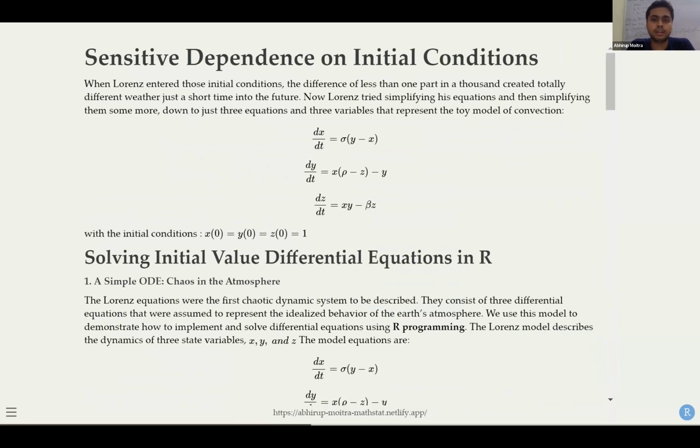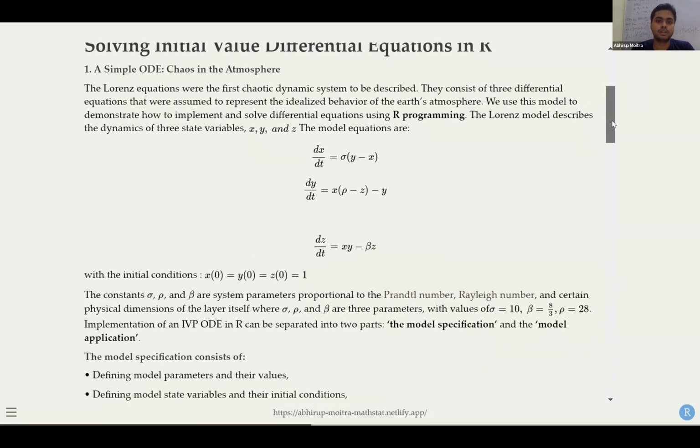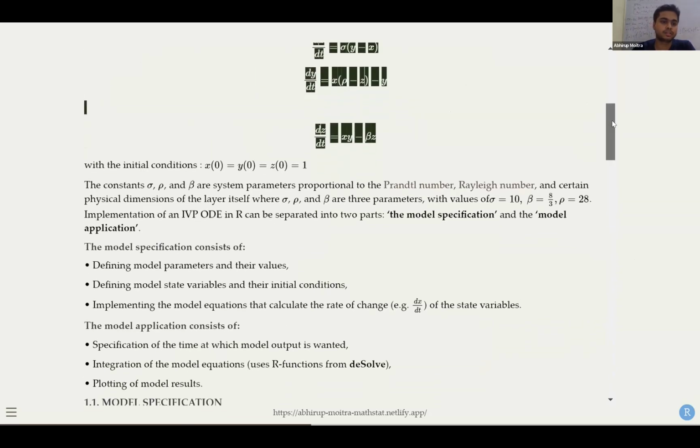As I said, Lorenz simplified his equations down to just 3 equations and 3 variables that represent the toy model of convection. You can see the 3 ordinary differential equations with the initial conditions x, y, and z at 1. The constants sigma, rho, and beta are system parameters, which are related to the Prandtl number and Rayleigh number. You can explore what the Rayleigh number and the Prandtl number are here.